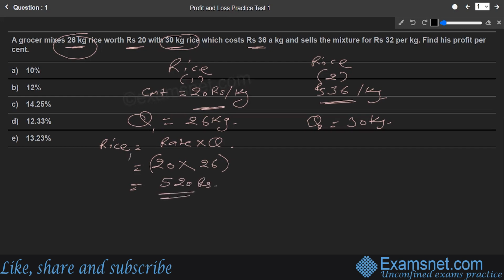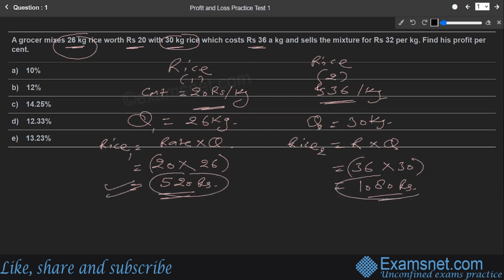Let us take the other type of rice the same way. The cost price of the other type of rice will be again the rate into quantity. The rate is 36 rupees per kg, and the quantity taken is 30 kg. This comes out to be 1080 rupees. So these are the cost prices of the two types of rice that have been mixed up.